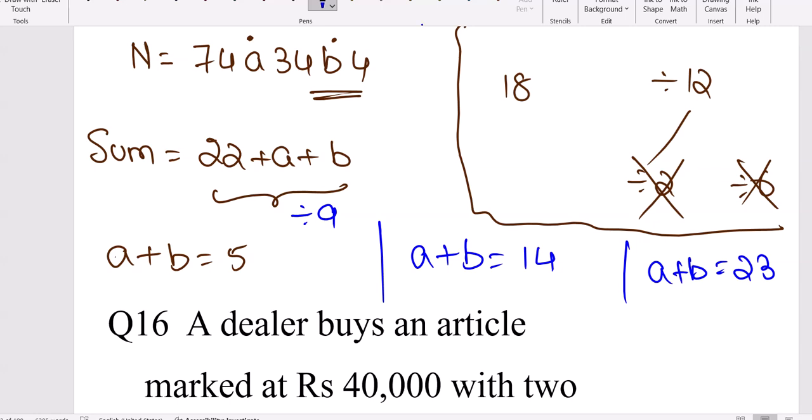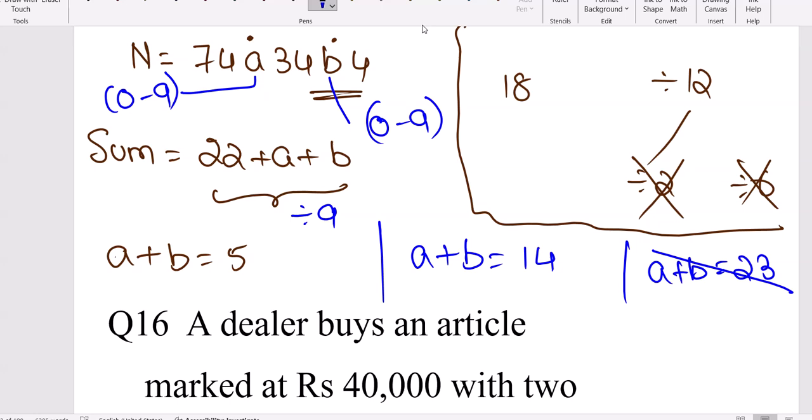B is the tens place, so tens place is 0 to 9 only. Hundreds place is 0 to 9 only. A is the 10,000 place. It is also eligible from 0 to 9 only. If you take both 9, 9, what is 9 plus 9? Maximum summation should be 18. 23 is not possible. That's the reason. That's the first question.